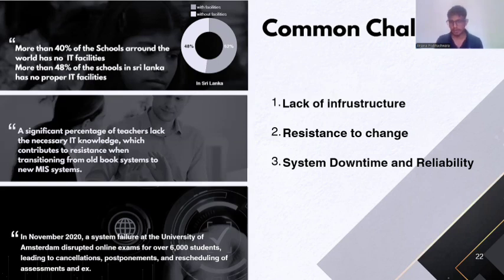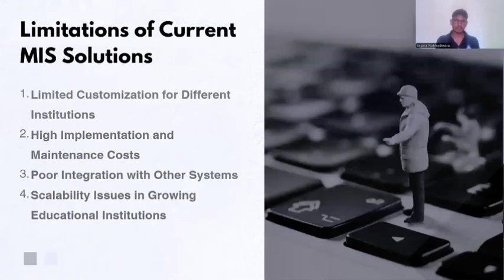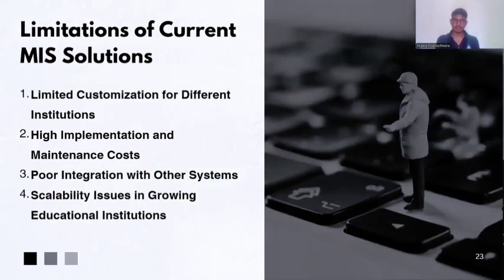Then we have system downtime and reliability. Sometimes these management information systems can be unavailable for use due to maintenance or some kind of errors. So it may lead to huge disturbance for the day-to-day work of an education institute. Let's talk about limitations of current management information systems. First one is limited customizability. There are so many kinds of educational institutes around the world, and these institutes need different kinds of systems, but these management information systems have limited ability to customize.